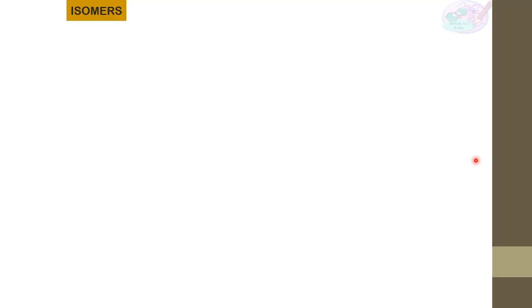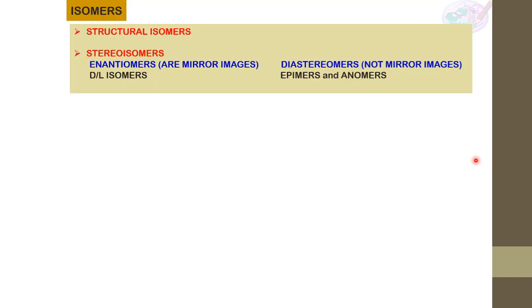So what are isomers? Isomers are two or more different compounds having the same molecular formula, but either they have different structure or they have different 3D arrangement of atoms, and because of that they have different chemical or physical properties. So there are two types of isomers in carbohydrates: structural isomers and stereoisomers.